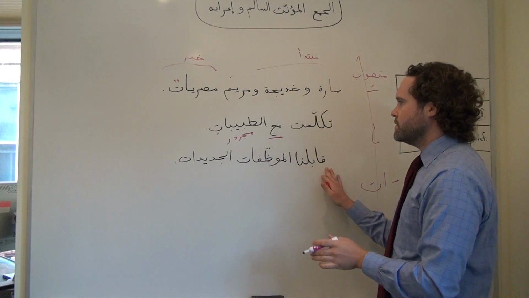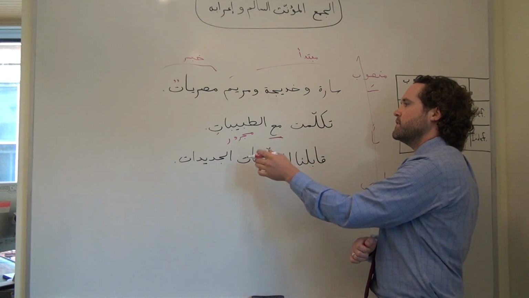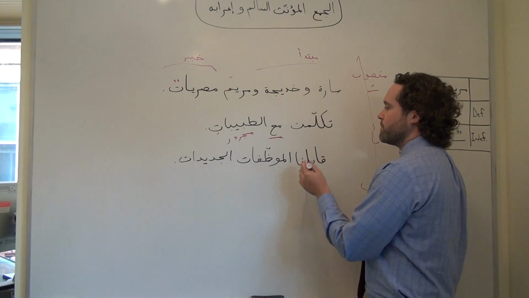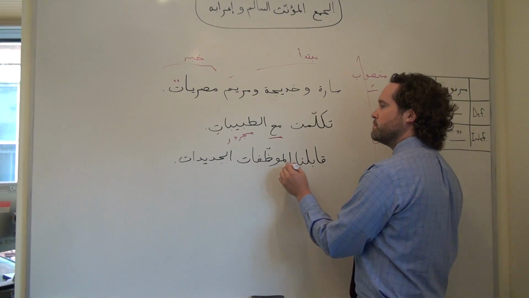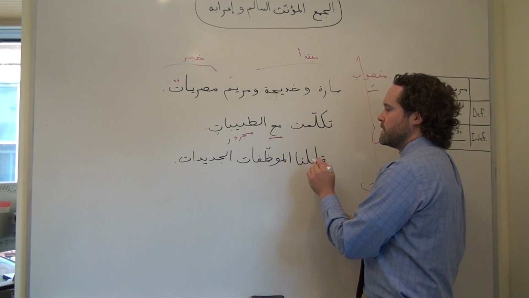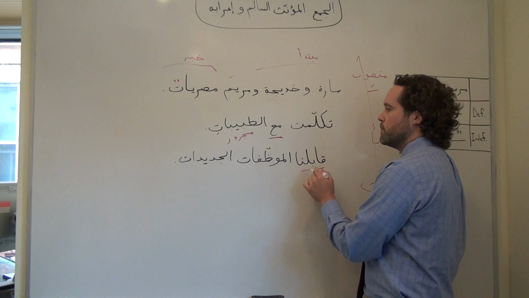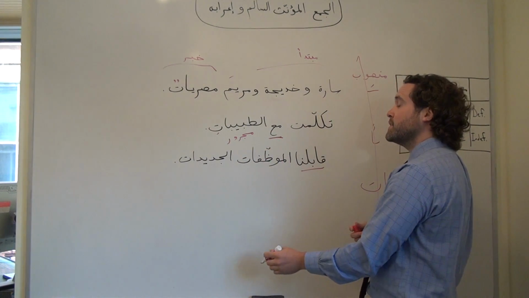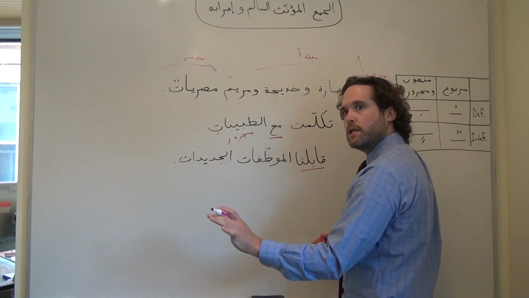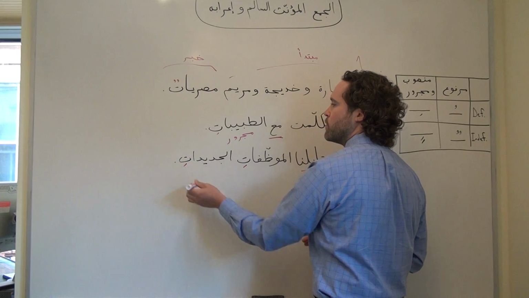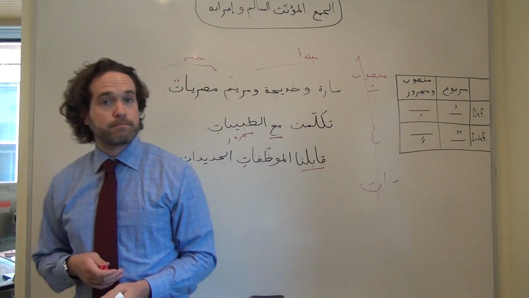But in this final sentence, where we're saying قابلنا الموظفات الجديدات, we interviewed the new female employees, you might think, all right, موظفات is mansoob because it is the object of the verb قابلنا. It's mansoob, so we might be tempted to put a fatha there, but because of this little irregularity, we use a single kasra here and also for the adjective that follows.